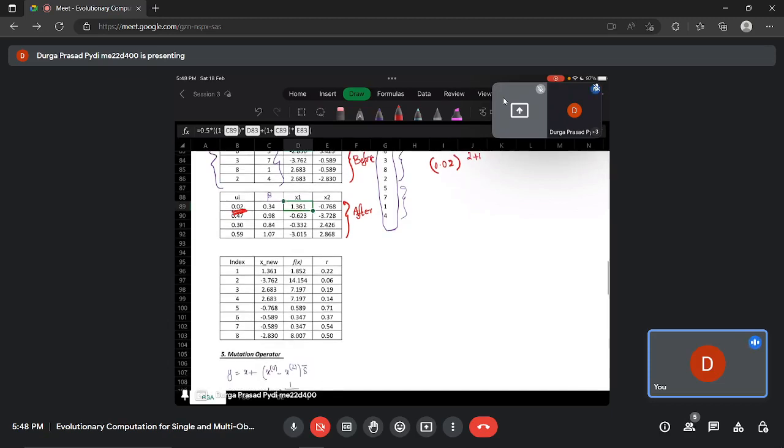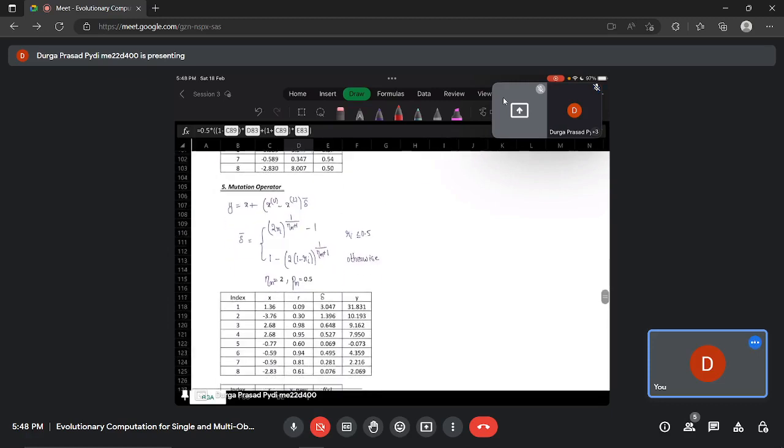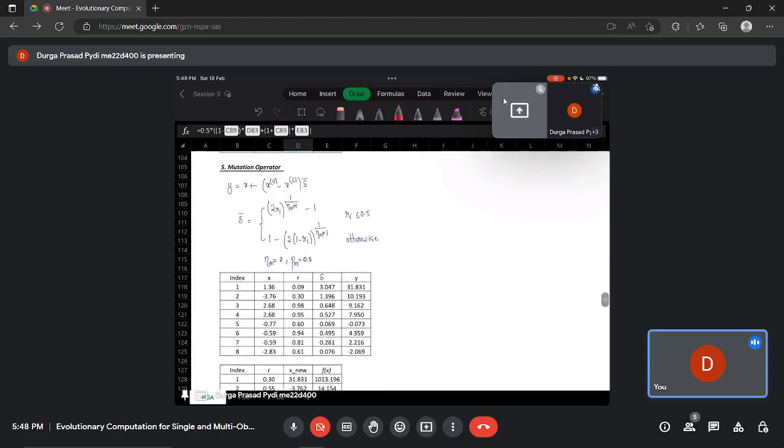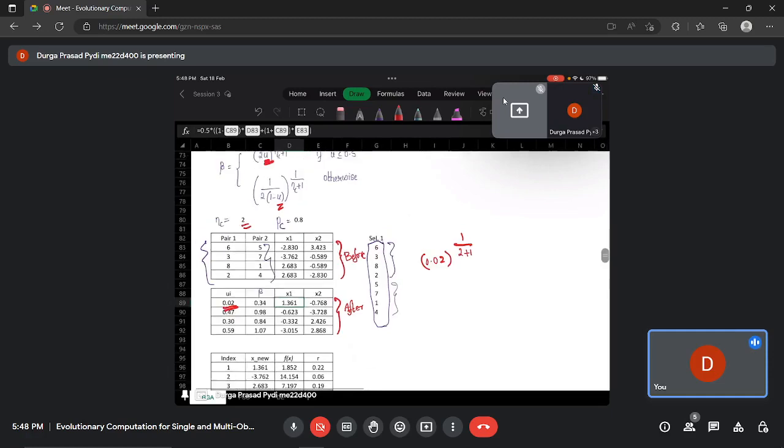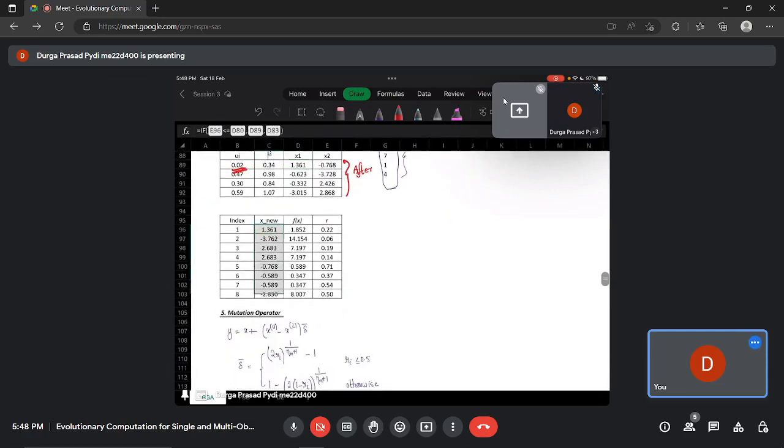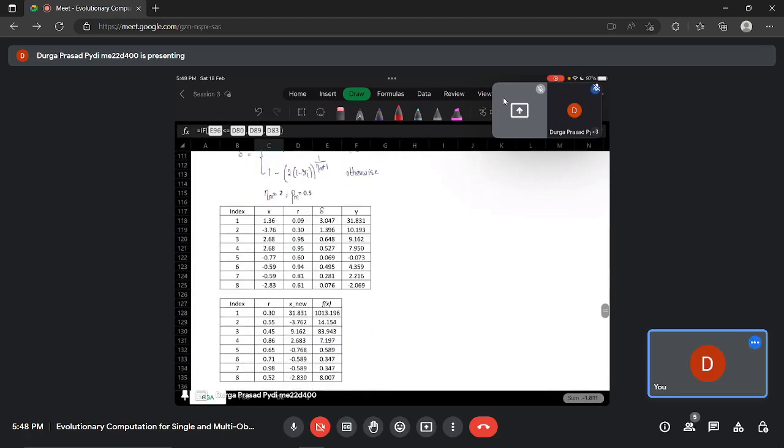After crossover, the next step is to go through mutation. This is the formula we used for mutation. So it's the same formula. Here your parameters are again your eta_m and your pm. pm is your mutation probability. I have considered 0.5 here. You can change it. Now, for this particular step, I have taken x values from here. All these x values will go to the next step.